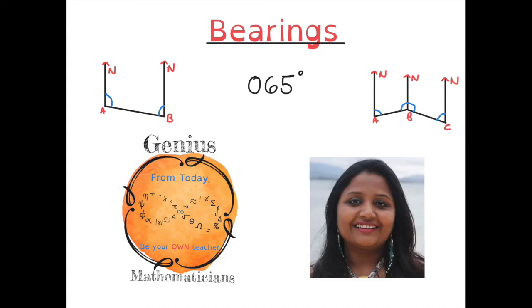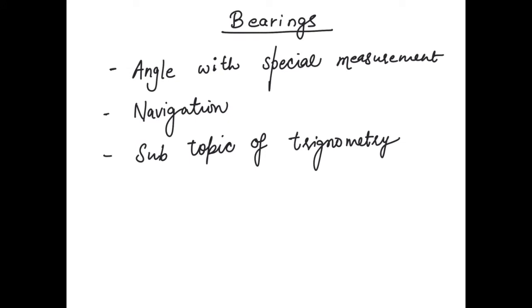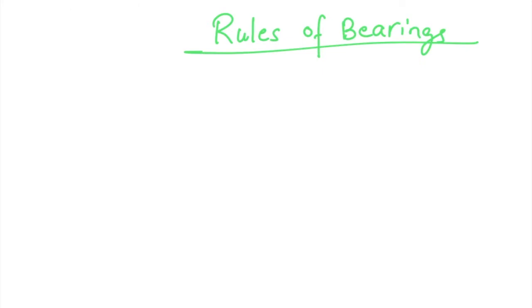Let's get started. We calculate the angle with the north-south line, which is a special way to calculate the measurement of the angle. And bearings is used in navigation. Also, you will see bearings in the chapter of trigonometry. So it's a subtopic of trigonometry. So we need to follow some rules of bearings.